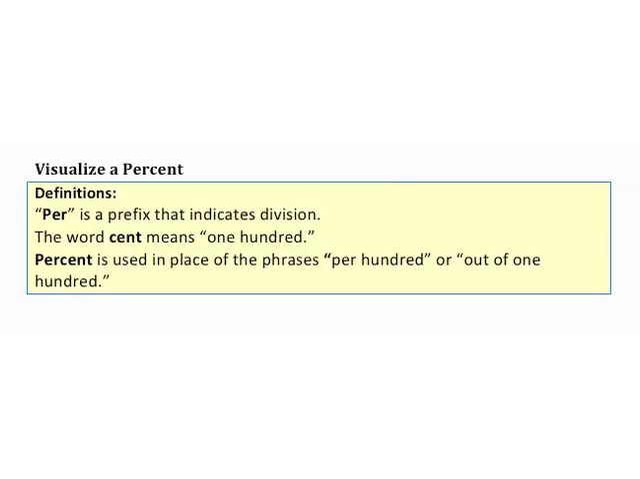Visualize a percent. Let's start with some definitions. Per is a prefix that indicates division. The word cent means 100. So percent is used in place of the phrases per hundred or out of 100.